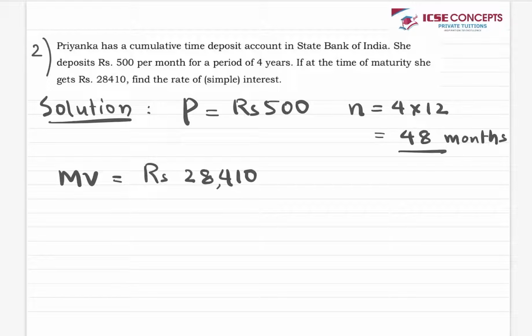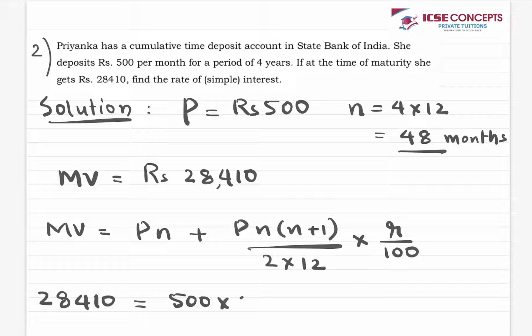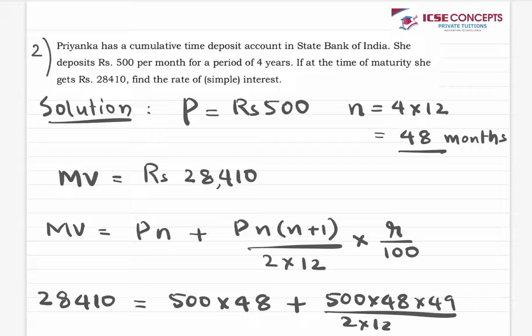We use the maturity value formula: P into N plus P into N into N plus 1 upon 2 into 12 into R upon 100. You can substitute the values here. So 28,410 equals P into N, which is 500 into 48, plus 500 into 48 into 49 upon 2 into 12 into R upon 100, right?